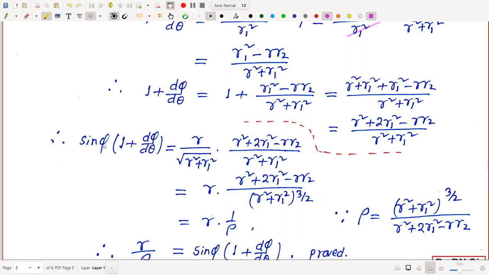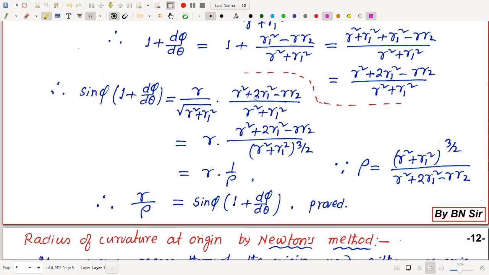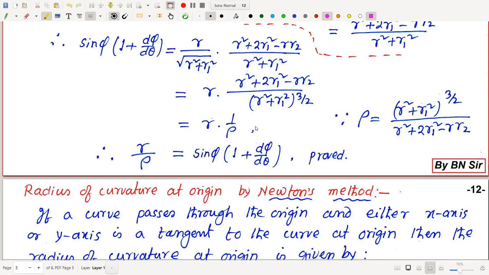Now multiply by sin φ as in the question. So the value of sin φ is r by root over r² plus r1². We have seen it already. So that value is used here. And then these two terms give us (r² plus r1²) to the power 3 by 2. Here the power is half, here it is 1, so it is 3 by 2, and the numerator is r² plus 2r1² minus r2. But we know ρ equals (r² plus r1²) to the power 3 by 2 by r² plus 2r1² minus r2. So this is actually the reciprocal of ρ. So we have written 1 by ρ here. ρ means radius of curvature. So r by ρ. Therefore r by ρ is sin φ into 1 plus dφ by dθ.